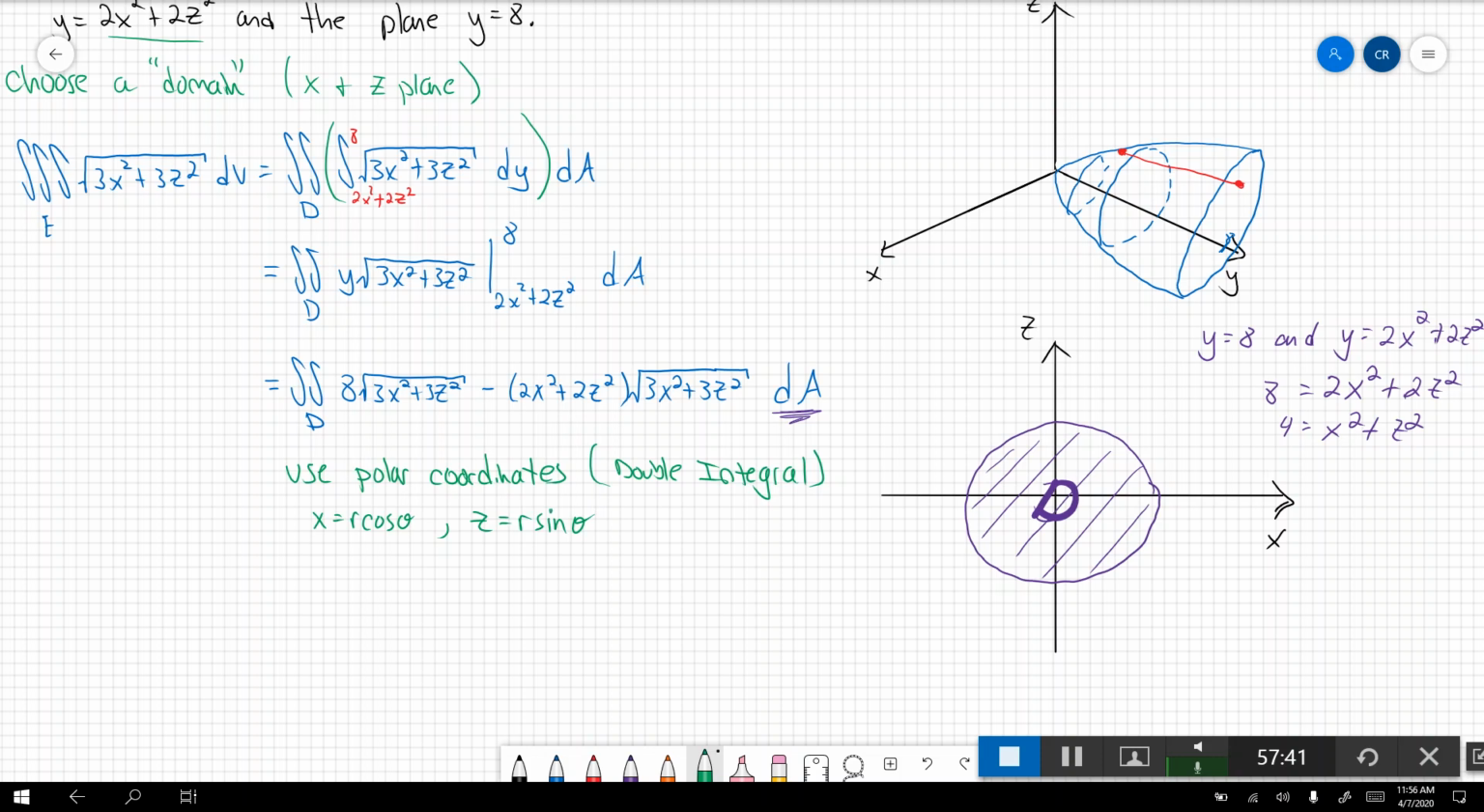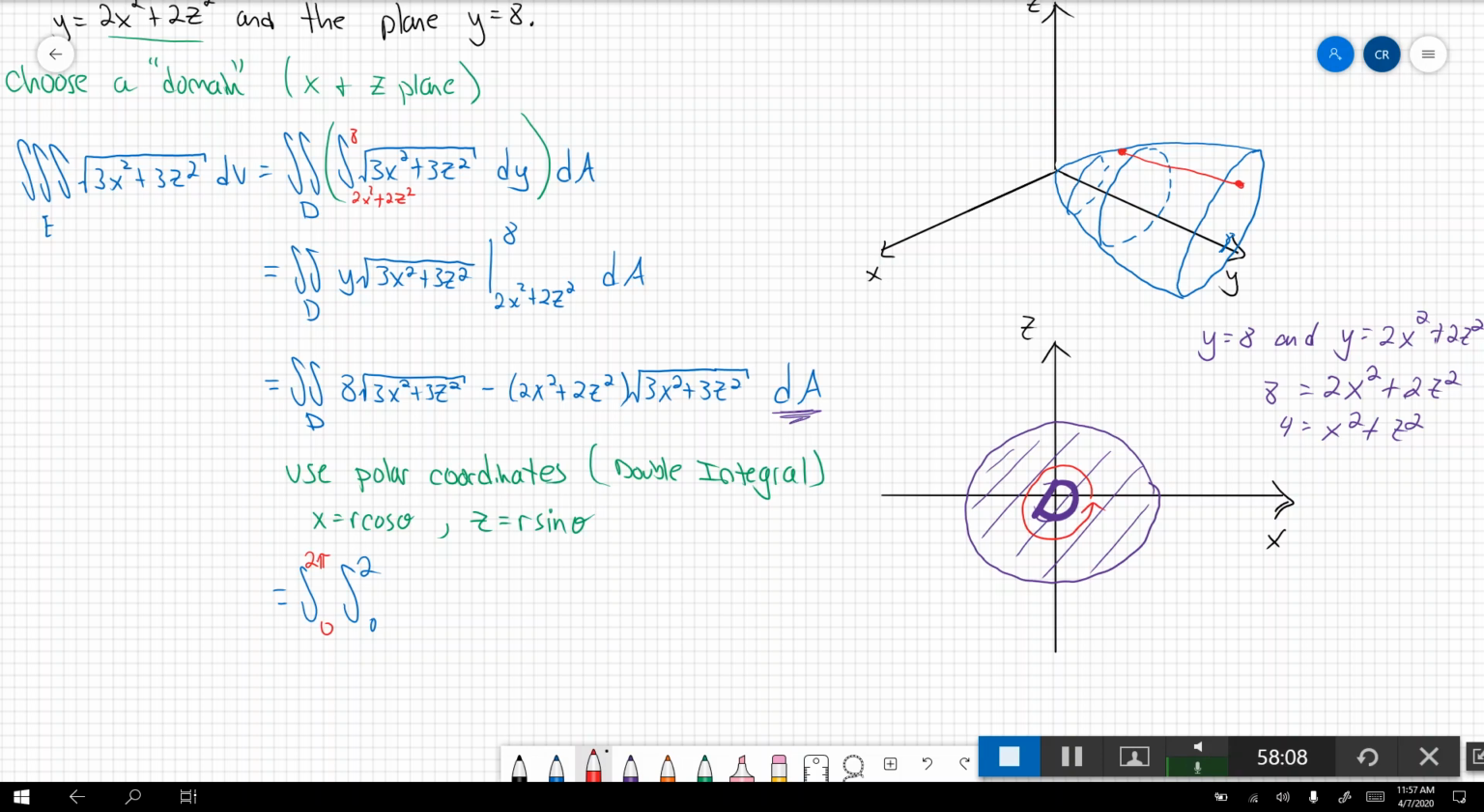Nice. What that's going to give us now is that the innermost integral is going to be the radii. So let's go with the radii. The radii goes from 0 to 2. The theta values, they go from 0 to 2 pi.